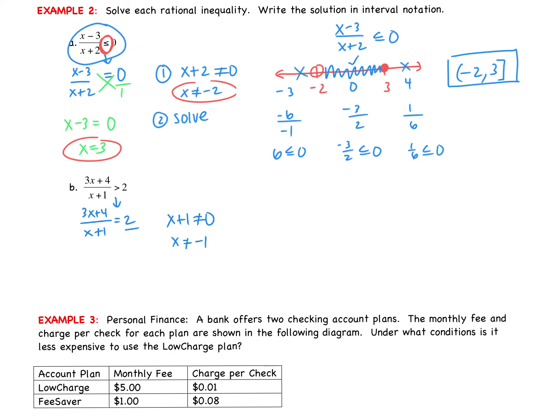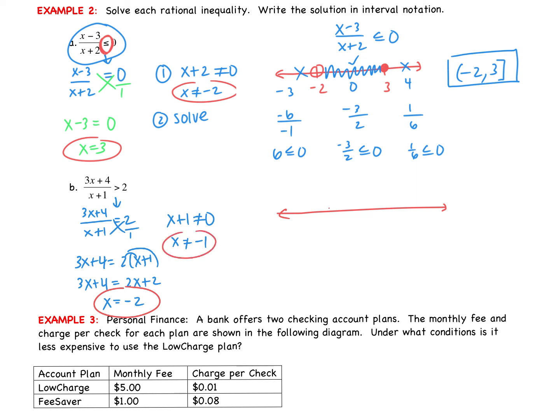Now when we go to solve, if we put 2 over 1, we can cross multiply. So we get 3x plus 4 is equal to 2 times x plus 1. This gives us 3x plus 4 is equal to 2x plus 2. If we solve that, we get x equals -2. So on our number line then, remember, -2 is on there, but -1 also is.